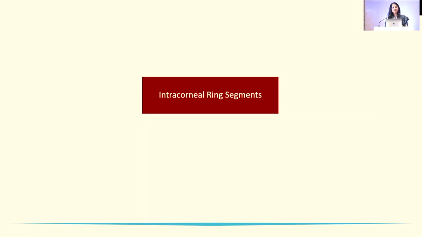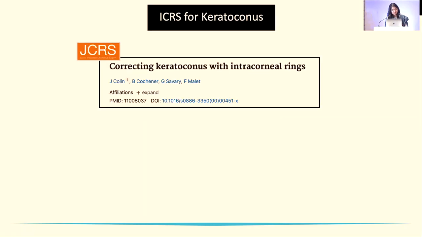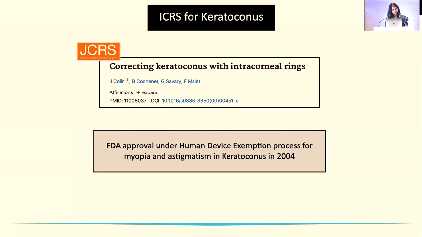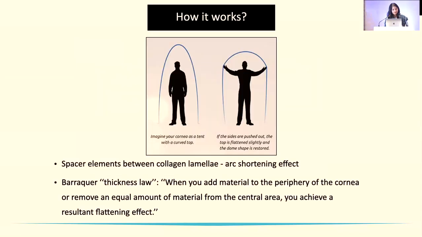But for corneal regularization, it can be combined with either PRK with C3R or ICRS with C3R, which is intracorneal ring segments. So first, looking at intracorneal ring segments, they were FDA approved for the use of keratoconus in 2004. Before that, they were used only for mild myopia. So how do they work?